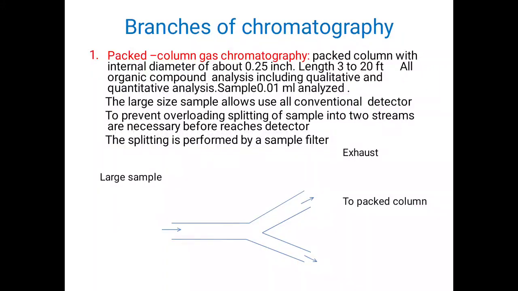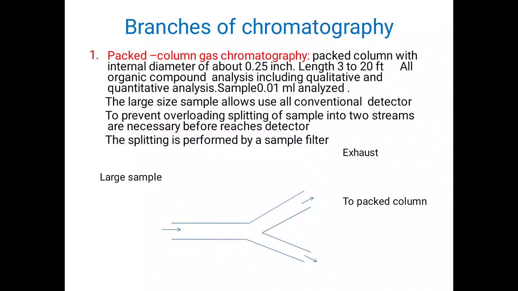Hello, good afternoon, friends. Today we are discussing the branches of gas chromatography. The first one is packed column gas chromatography. Second is capillary column gas chromatography. Third is preparative scale gas chromatography, and fourth is programmed temperature gas chromatography. So these are the four types, or branches, of gas chromatography.